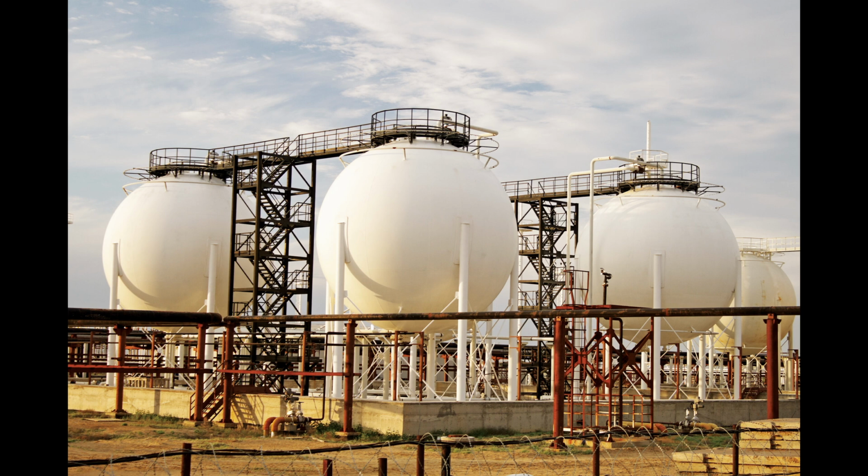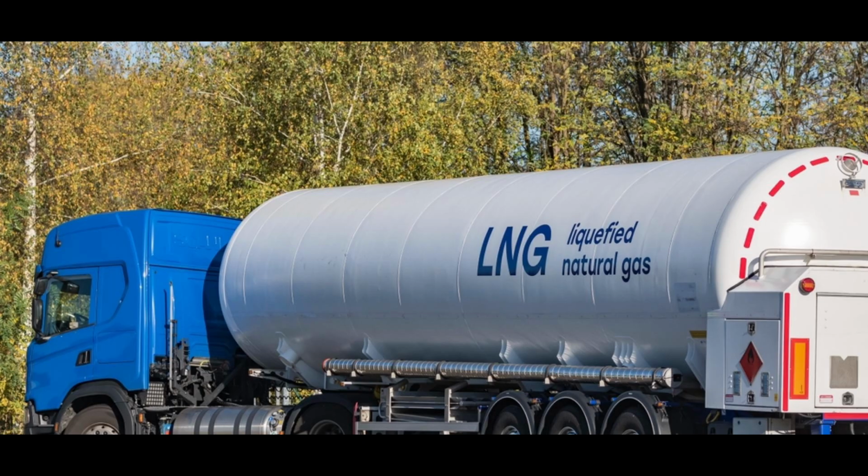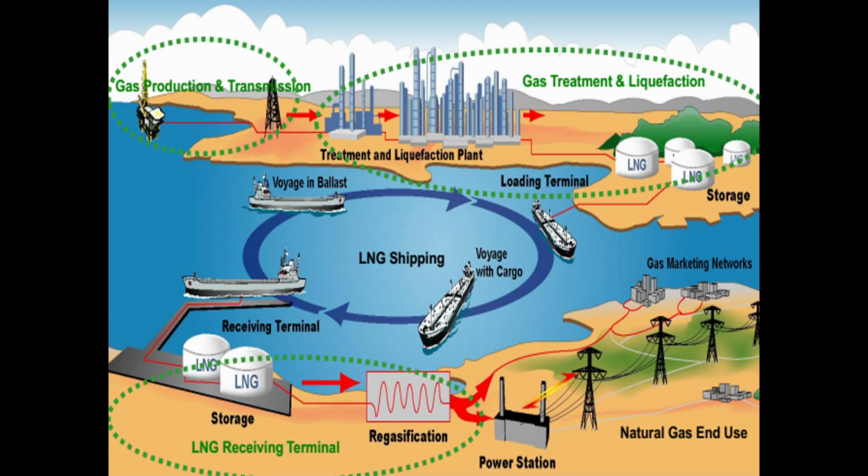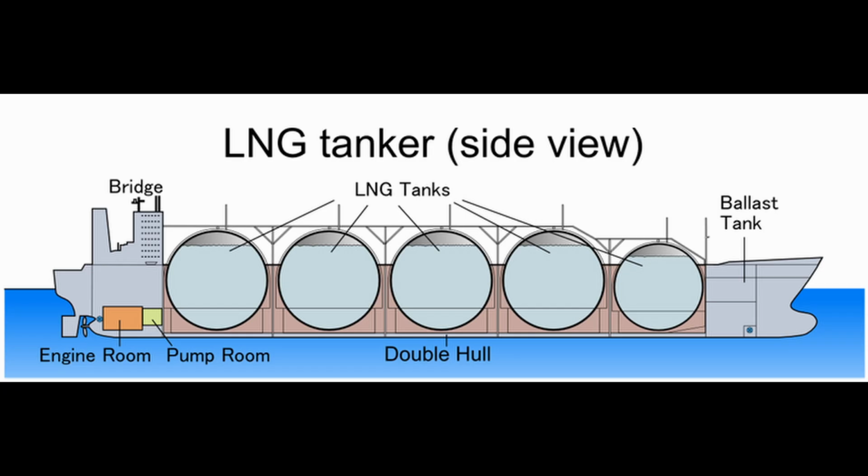First step is gas extraction and cleaning. Natural gas is first extracted from underground wells, then is purified to remove carbon dioxide, hydrogen sulfide, water vapor, dust, hydrocarbon. Second step, cooling and liquefaction.